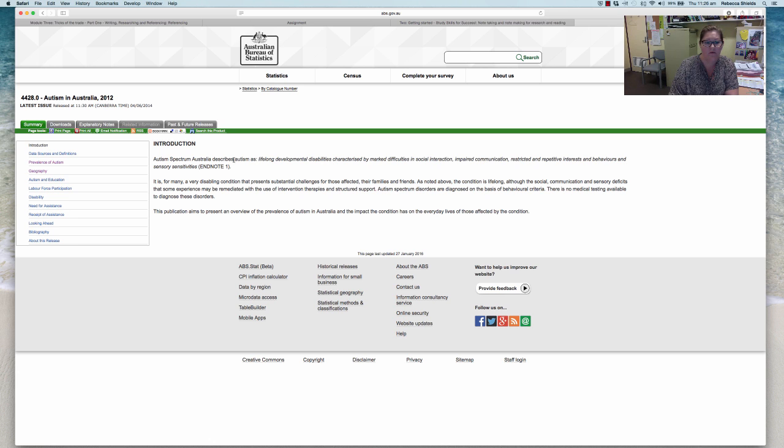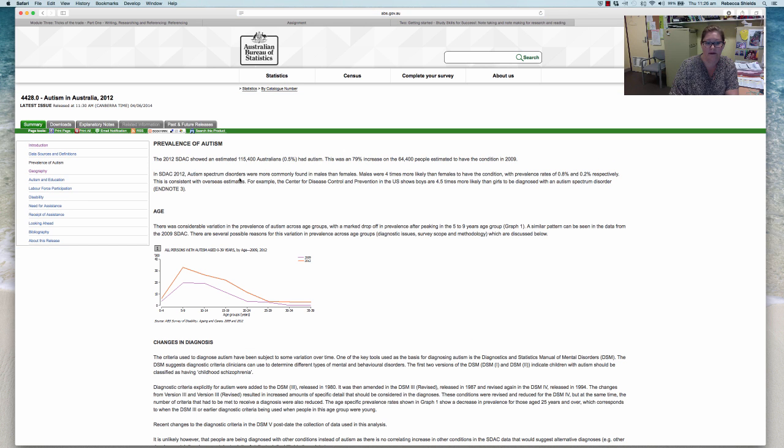in my assignment. One of those is what is autism? So it says it there in that first line. It also talks about the prevalence of autism. So prevalence means how many people have it. And when you're looking at percentages and numbers, you need to look at how much of the population this is out of, out of the numbers of the whole total Australian population, how many were surveyed.